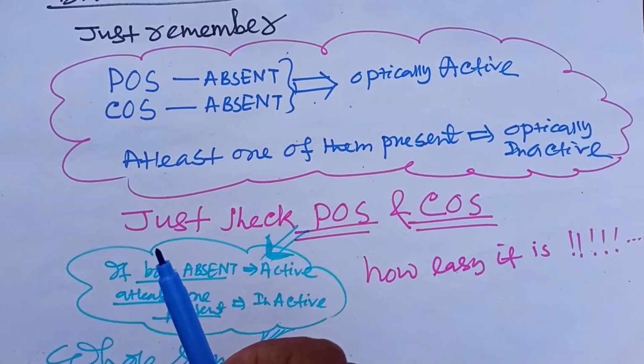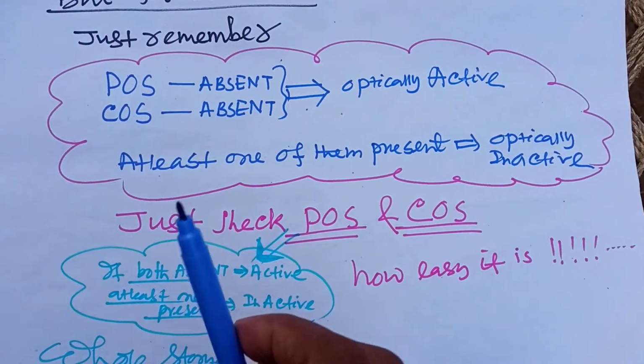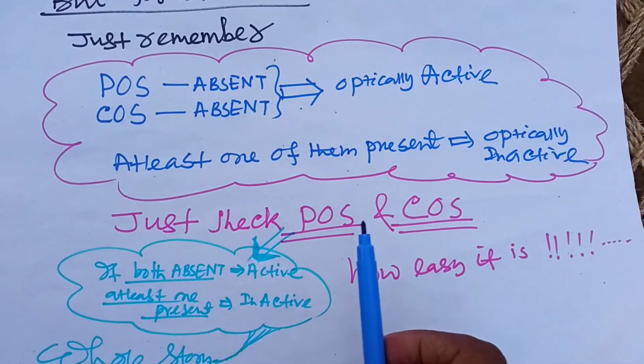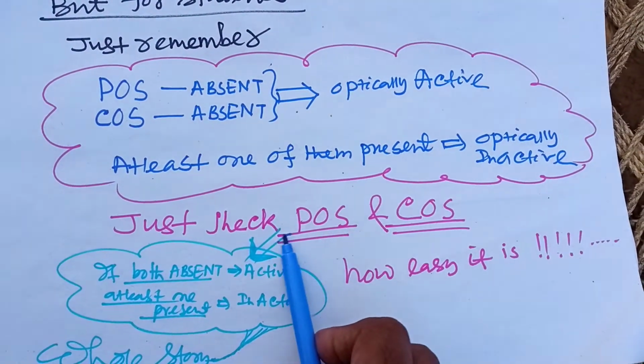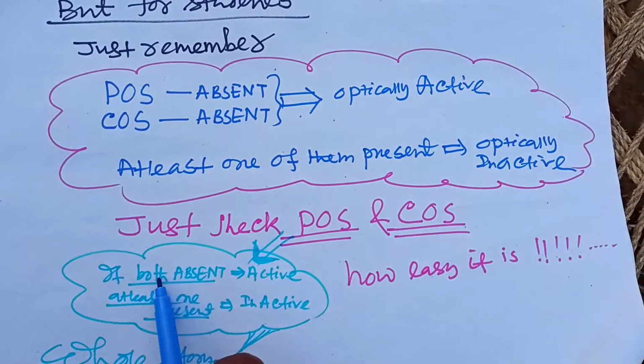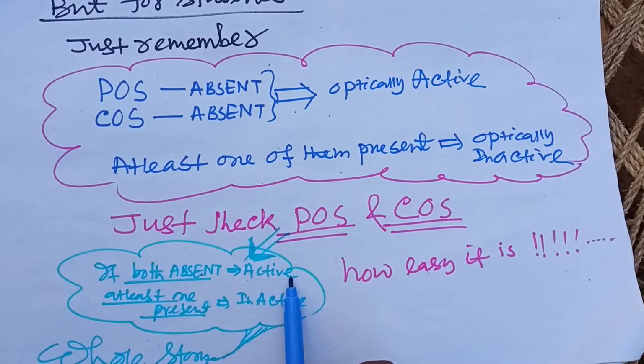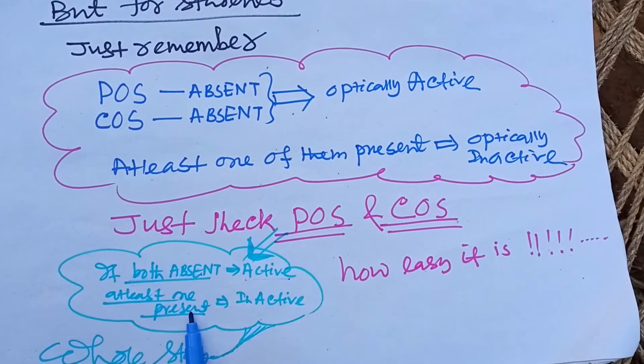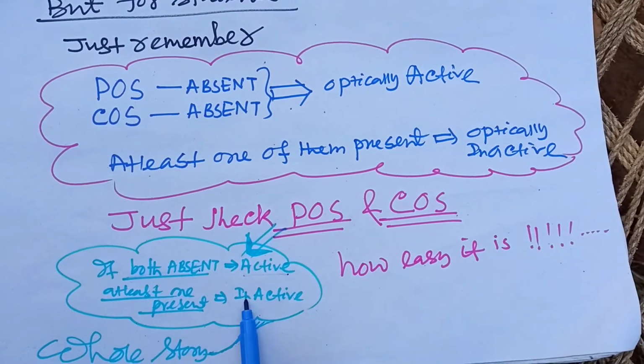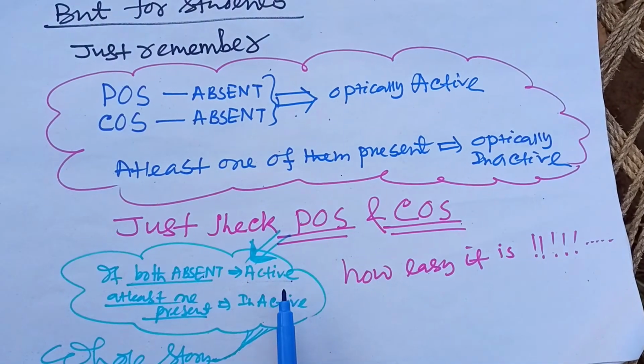So in order to check whether a compound is optically active or not by the help of plane of paper, you just have to check the POS and COS. If both are absent, the compound is optically active. If at least one of them is present, or both are present, then the compound will be inactive. So this is the whole story.